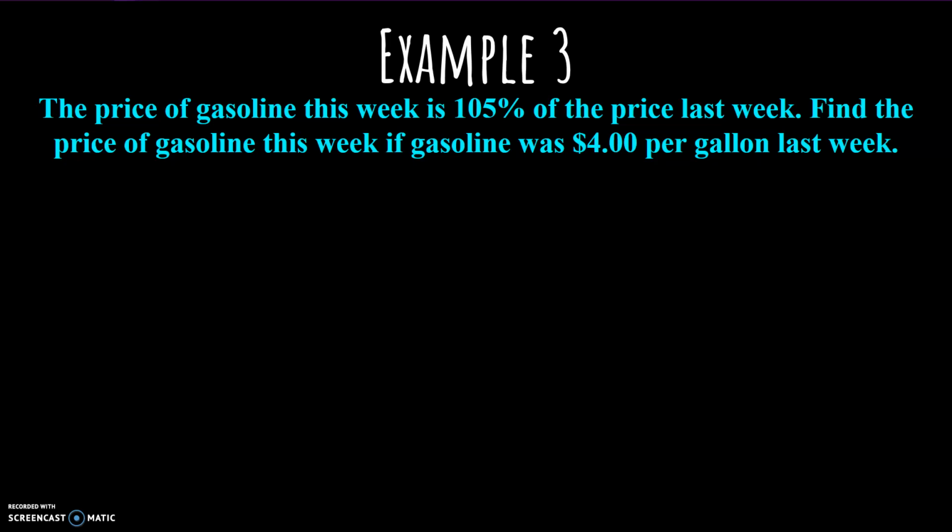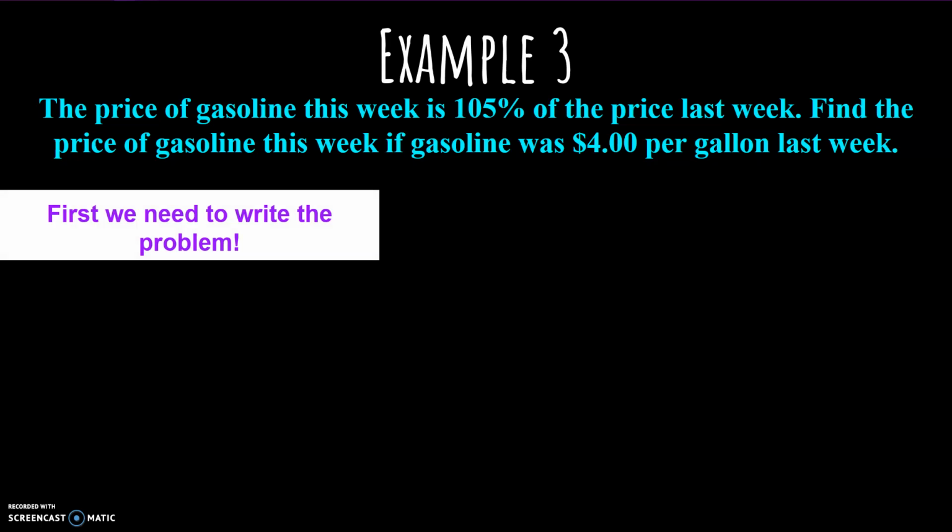Example 3, we're going to do this really quickly here, guys. The price of gasoline this week is 105% of the price last week. Now here's what I'm talking about when I say if the percentage is smaller than 100%. Smaller than 100%, my product, the answer to my multiplication problem, is going to be smaller. But if my percentage is higher than 100%, then my number is going to go up. So if the price of gas is 105% of what it was last week, and it was $4 per gallon last week, what is the price per gallon?